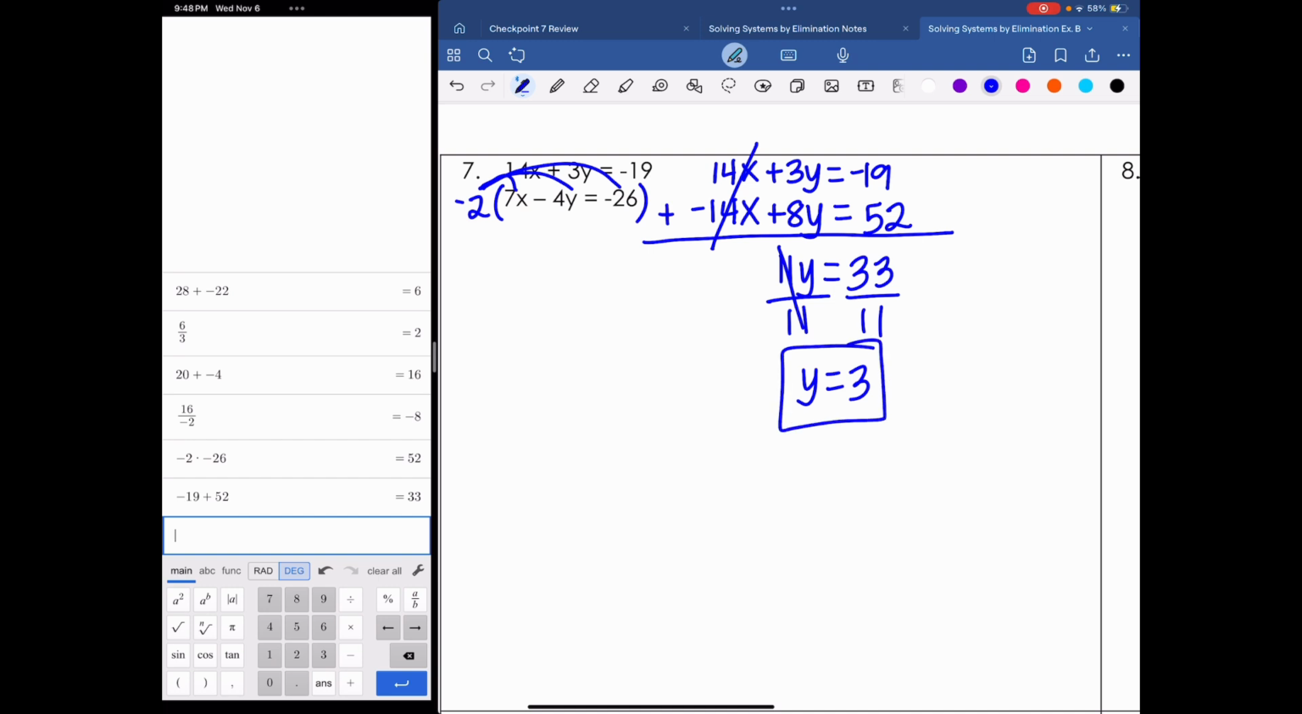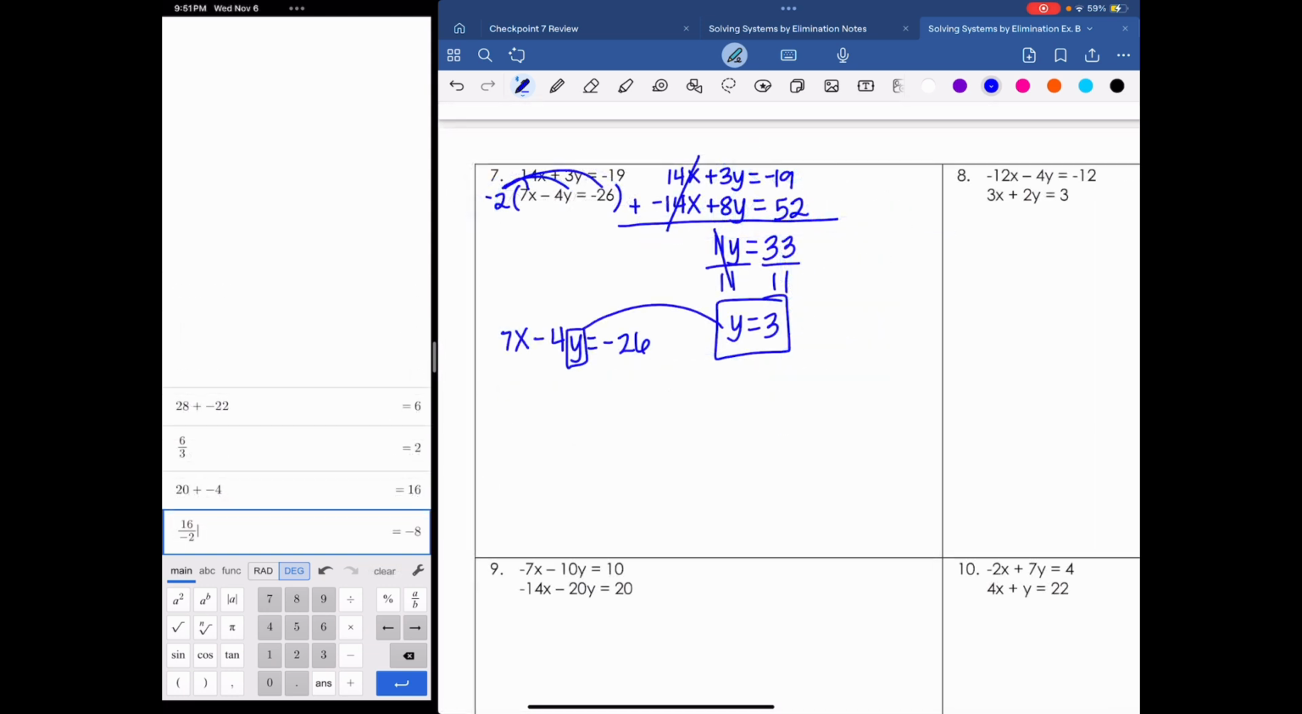Now that I know that y equals 3, I want to go ahead and find the value of x. So when I look at my original two equations, the equation that I'm going to go ahead and end up using to find my x value, I'm going to go ahead and use the bottom equation. So I'm going to go ahead and use 7x minus 4y equals -26. Now remember, we know that anytime we see a y value, it's equivalent to 3. So here I end up getting 7x minus 4 times 3 equals negative 26. Well, negative 4 times 3 ends up giving us negative 12 equals negative 26.